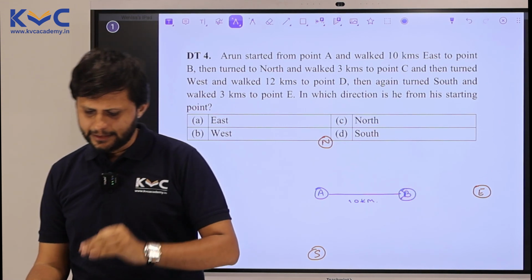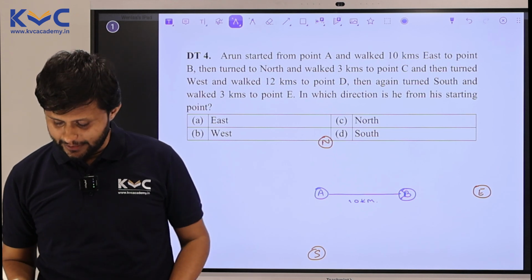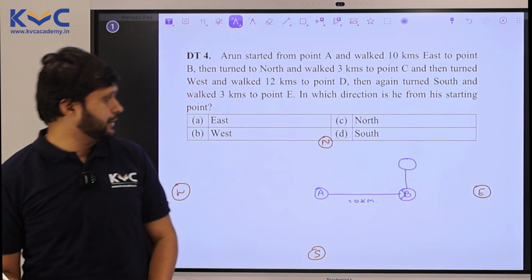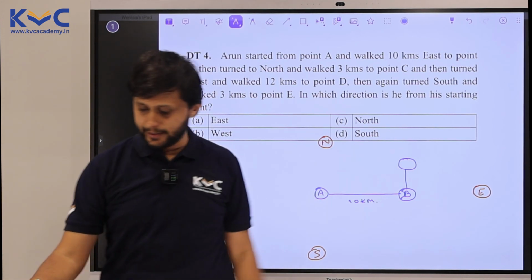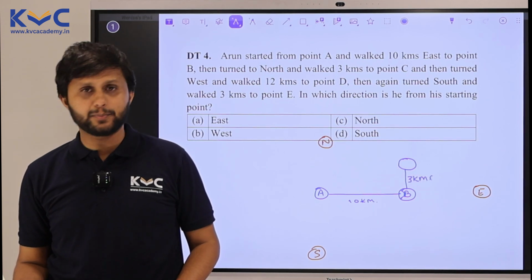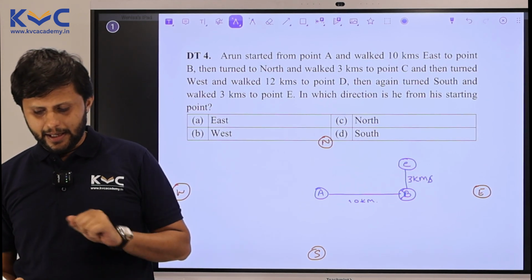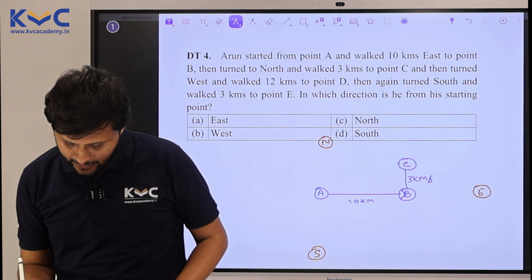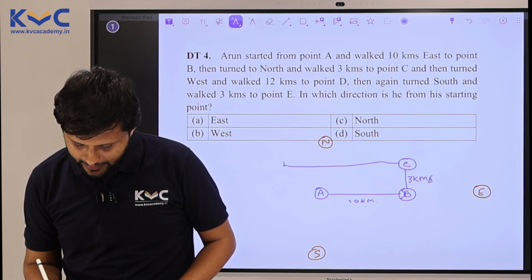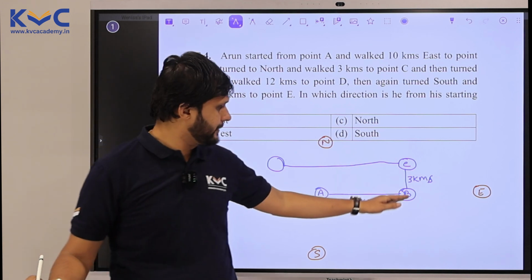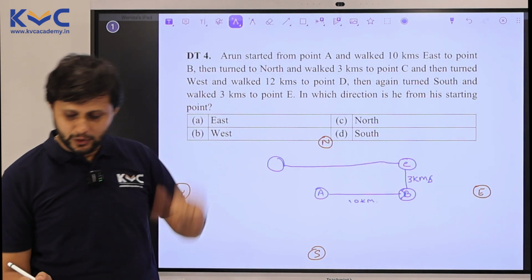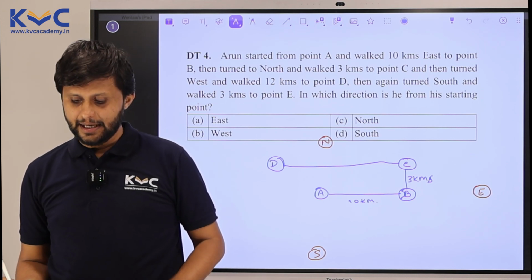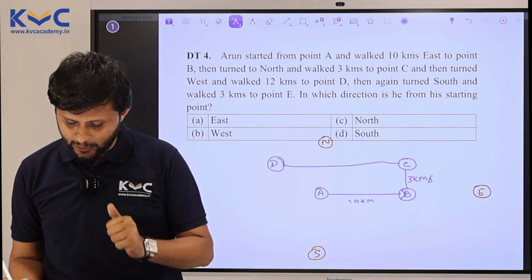Point B. He turned north and walked 3 kilometers to C. 3 kilometers to C. This is the north side. Absolutely no doubt, north side. 3 kilometers. This is 3 kilometers. And this is point C. Point C. He turned west, okay, and walked 12 kilometers. 10, it should be a little more than that. I will take 12 kilometers over here. This was 10 kilometers. We went 3 kilometers, little more than 10. 12 kilometers. And that point is point D. He again turned south and walked 3 kilometers to point E.